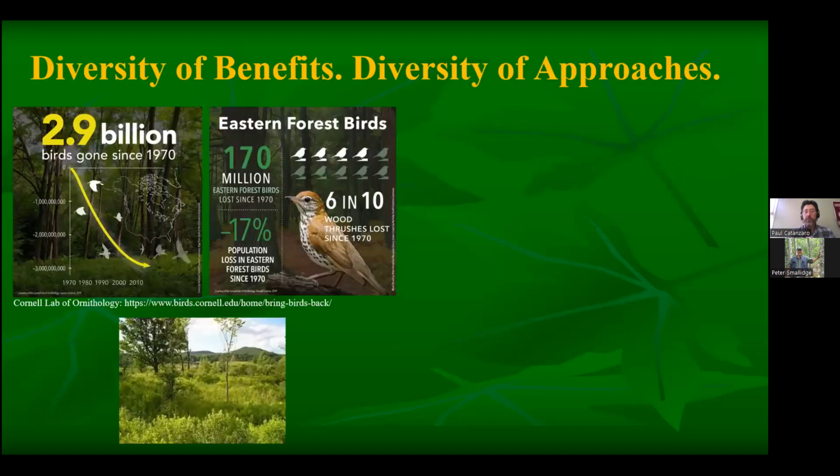I want to be clear that a diversity of benefits, and we expect a lot from our forests, requires a diversity of approaches. And here's some data from the Cornell Lab of Ornithology about declines in bird populations. I don't want you to walk away thinking that this is the one strategy that I'm promoting and that there's a cookie cutter method to this. We need a variety of intensities across a variety of sites across the landscape to meet all of our needs.